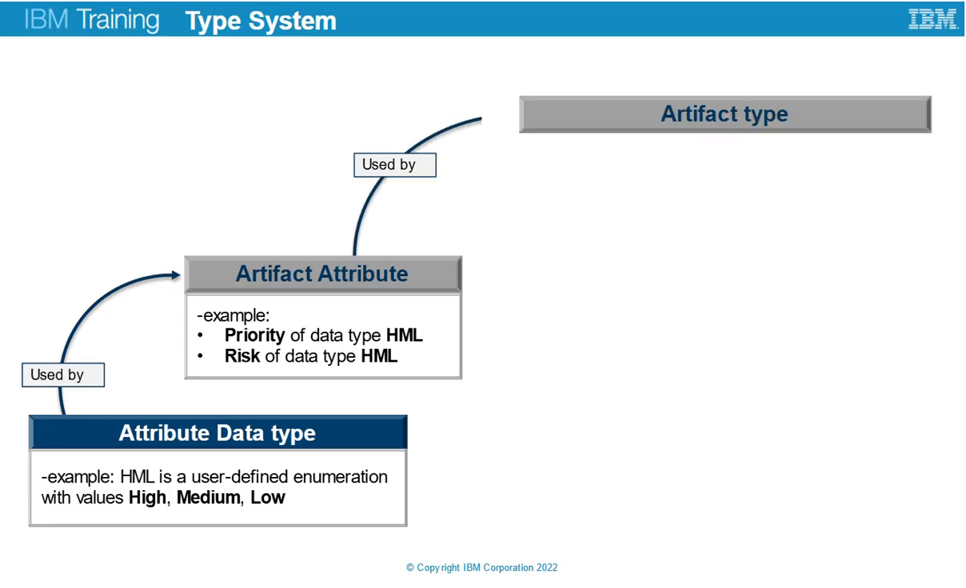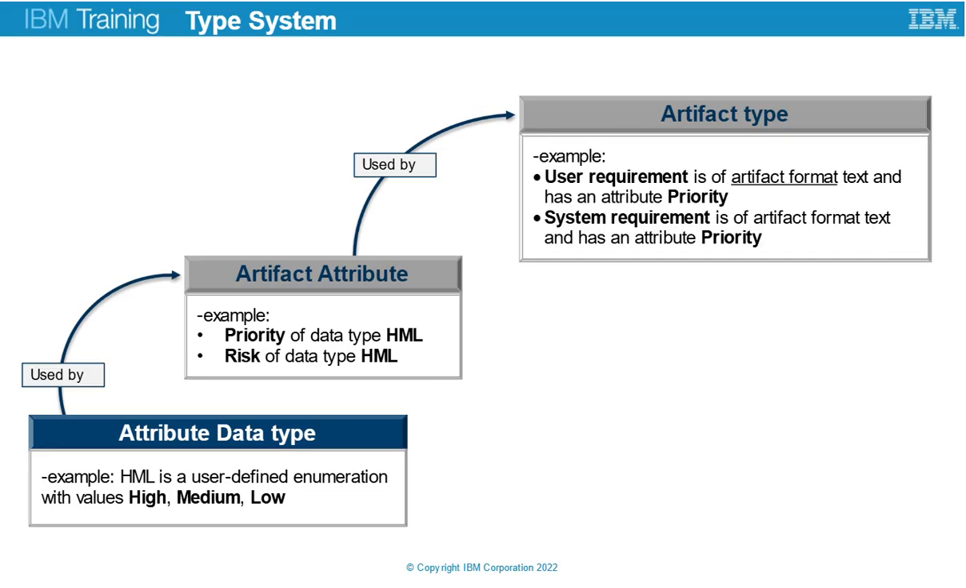An artifact type is a definition for a group of objects that serve a similar function in the requirement management process. For example, there may be a need for a user requirement artifact type, a functional requirement artifact type, and a use case artifact type.